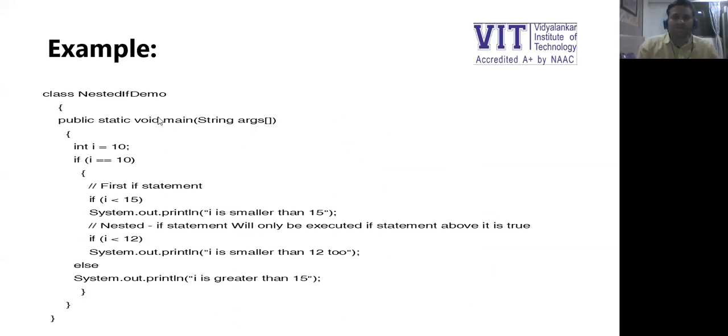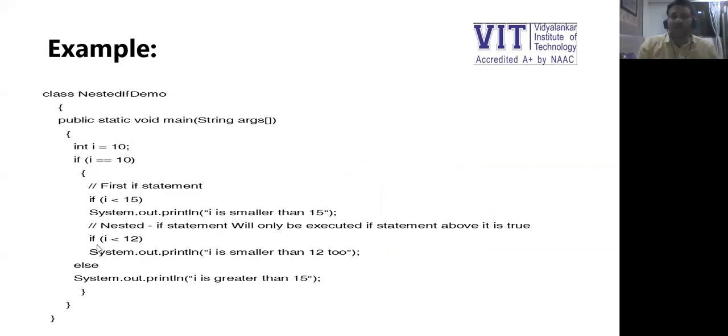For example, I've initialized the value of I with 10. If I is equal to 10, in this case it is true, then it will check: if I less than 15, in this nested if, I less than 15 is true, so the output will be I smaller than 15. Now suppose I have initialized I with 20. I is equal to 10? No. So here the if will not be executed.